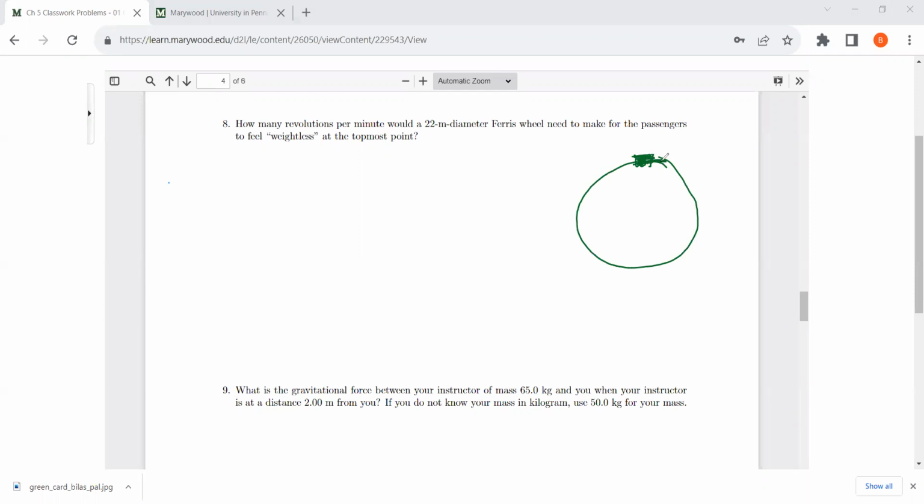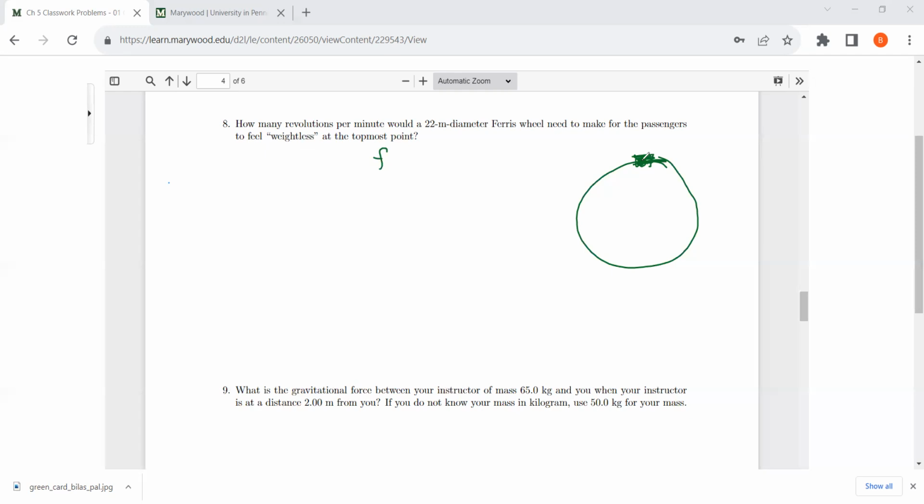Now it asks what the revolutions per minute should be, so it asks us to calculate the frequency. For what frequency will the passenger here feel weightless? Weightless means apparent weightlessness. If a person has mass, that person will always have some true weight, but apparently he or she can feel weightless.